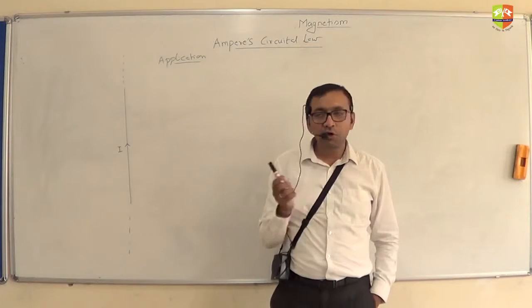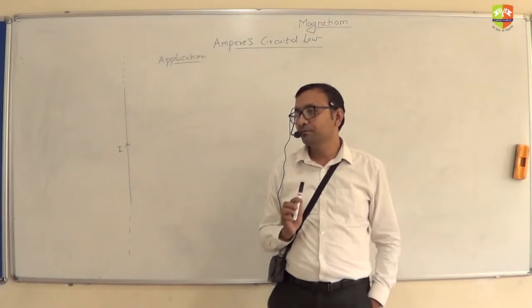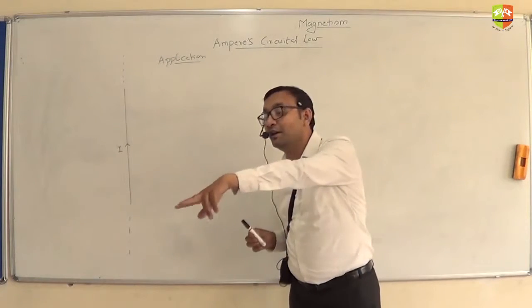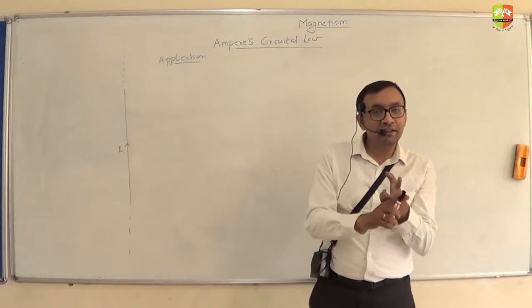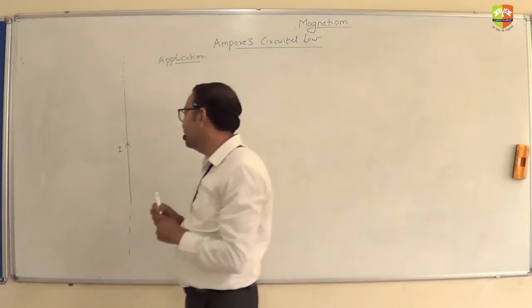So what do you do? You draw an Ampere's loop. What shape? A circle. Why a circle? Then you get case number 3: magnitude is constant and angle theta is 0, which is again a constant. Try to apply that and get the answer.